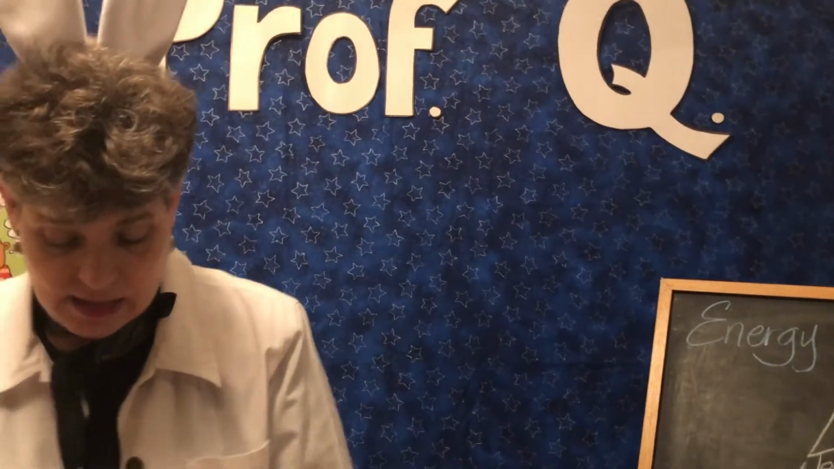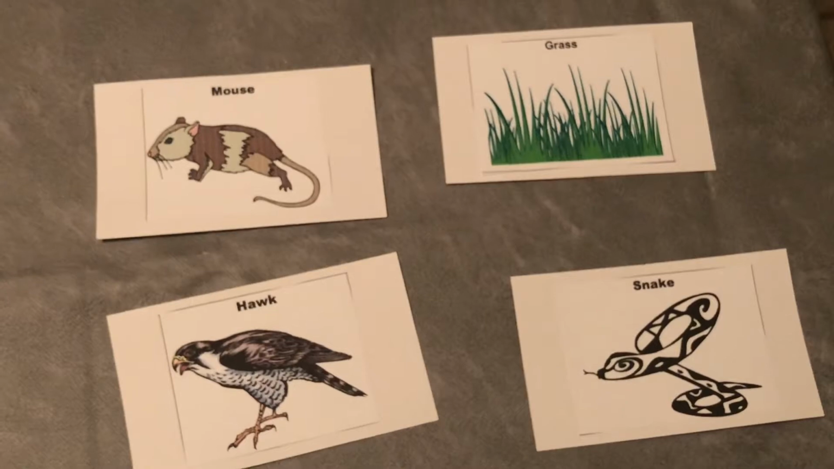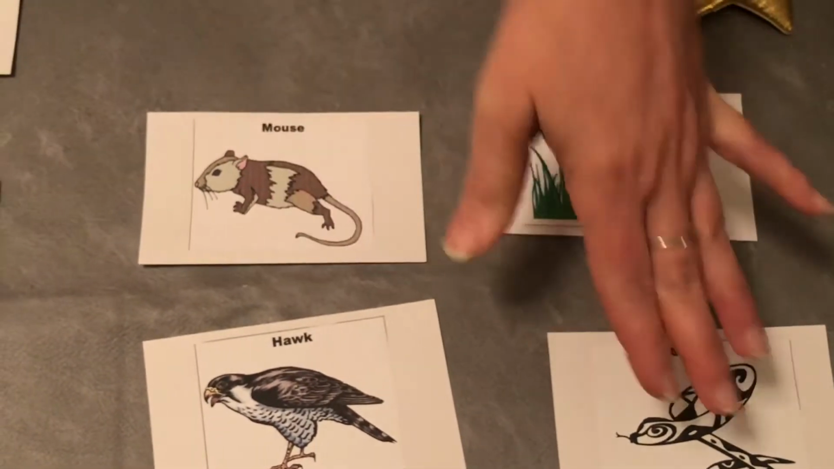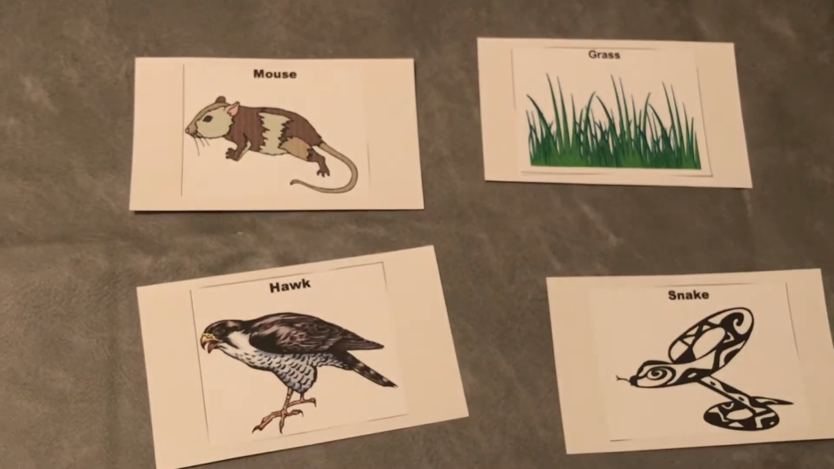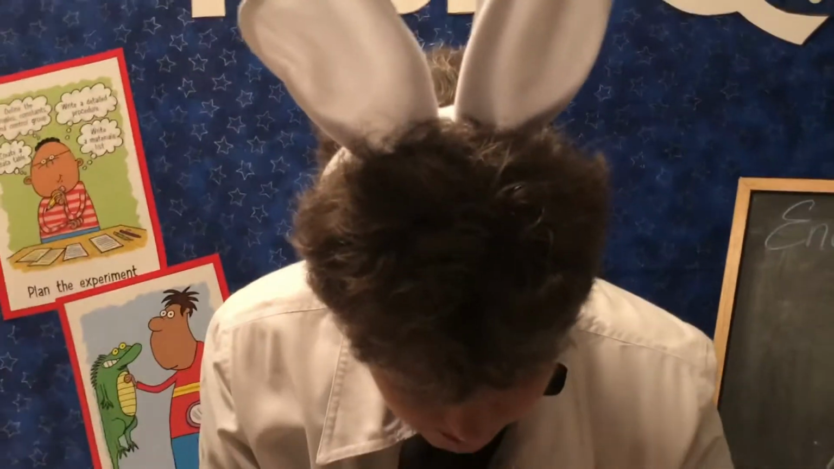Well, let's discuss. I have these options. Which do you think should go next? Should it be the grass, the mouse, the snake, or the hawk? Correct. It is the grass as our producer. What should be next after the grass? That grass is going to give energy to which one of these, which would be considered the primary consumer. Well, which one of these eats the grass? Of course, it's the mouse.